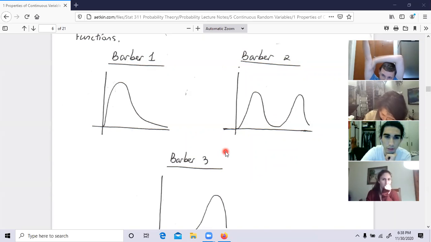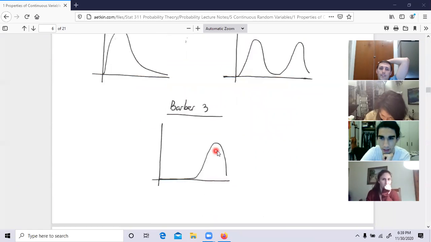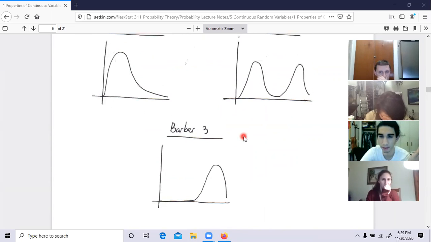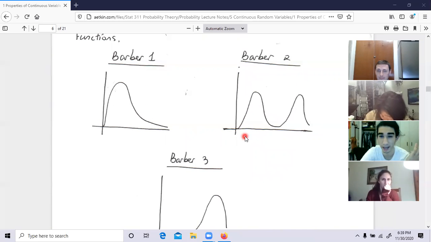So, Professor, would barber 1 give you a really short haircut, and barber 3, I can't see the whole graph, but I'm assuming you get a long haircut, or you still have long hair. Barber 2, it's a gamble. Well, so what would the haircut look like if you go to barber 2? Okay, barber 1 and barber 3.